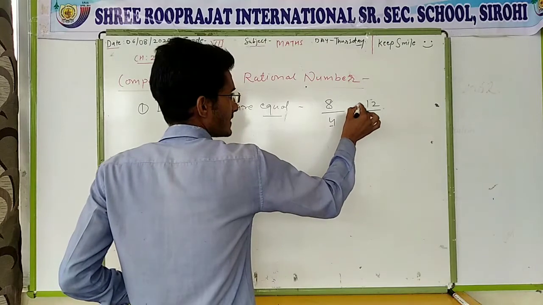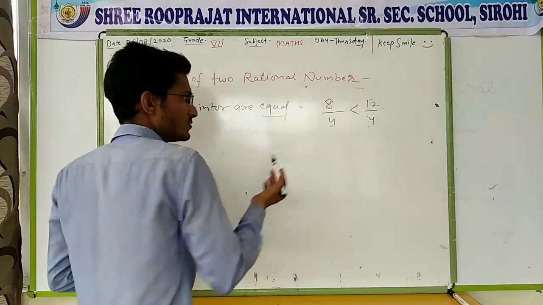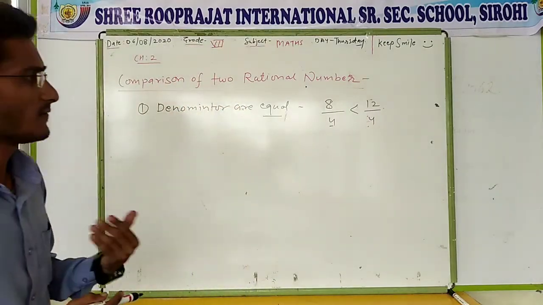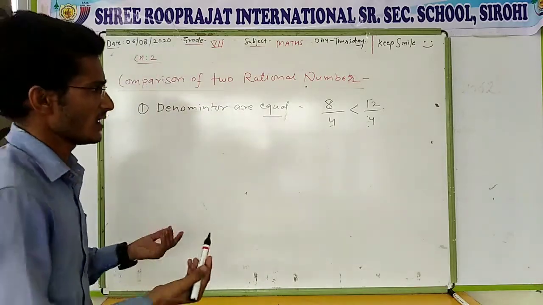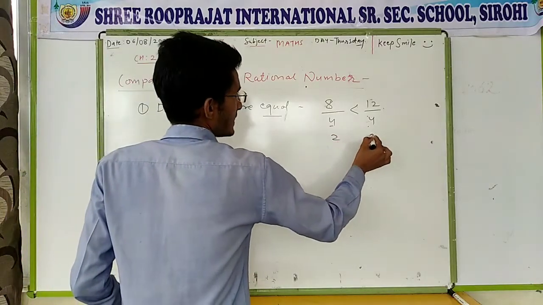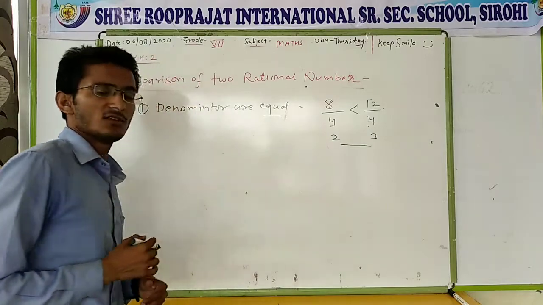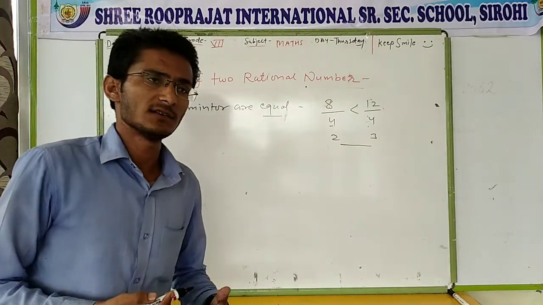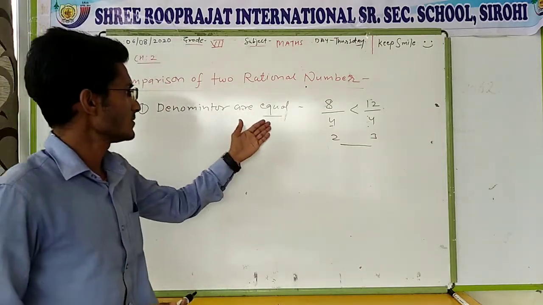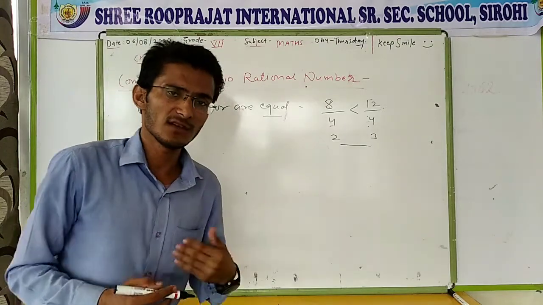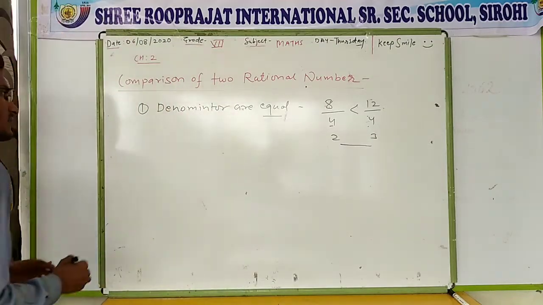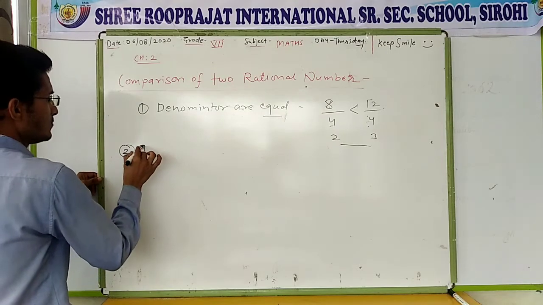Here 4 and 4, here is 12 and here is 8. So as we know, 12 is greater than 8. So 12 by 4 will be greater than 8 by 4. How? It is 2 and it is 3. When the numerator is greater, you can divide more times. Okay? So that is why when the denominators are equal, the number which has a greater numerator will be greater. Next one, when the numerators are equal.